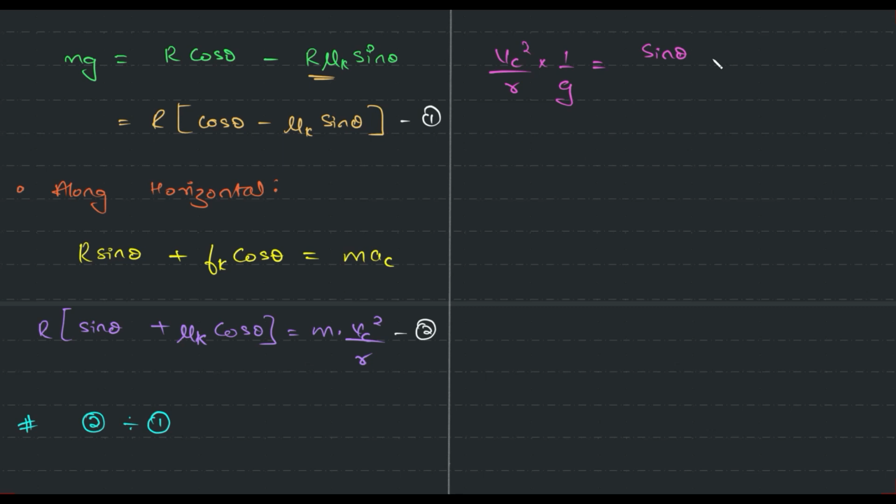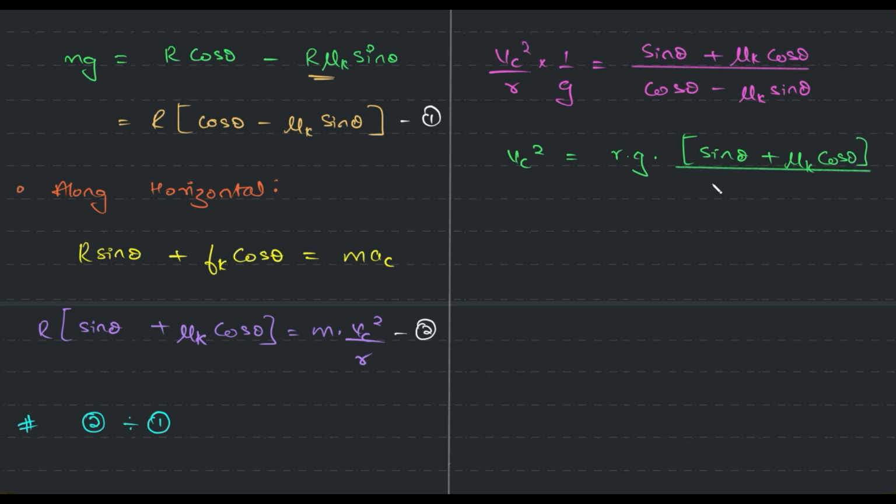Yeah, it's a weird expression, but cos theta divided by, in the denominator, we have cos theta minus mu k sin theta. Finally, we have Vc square is equal to r into g into the numerator divided by the denominator. Okay guys, root and all that you write it. So basically this is our expression, but yeah, it will be better if we express it in tan.